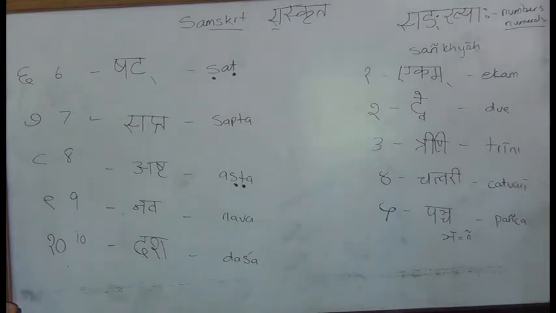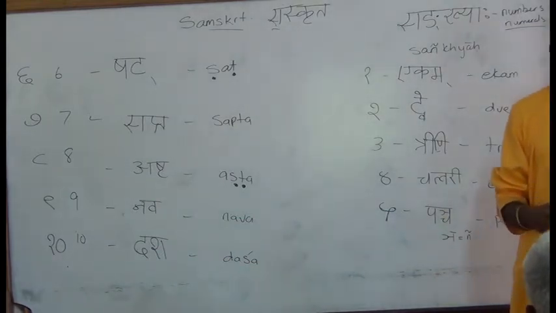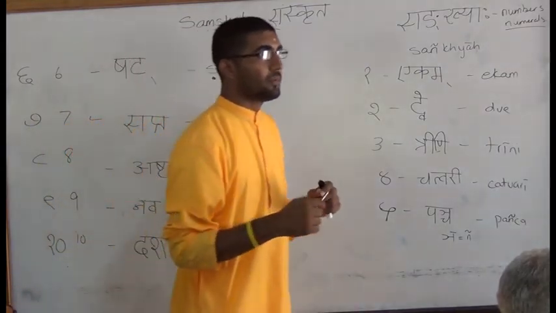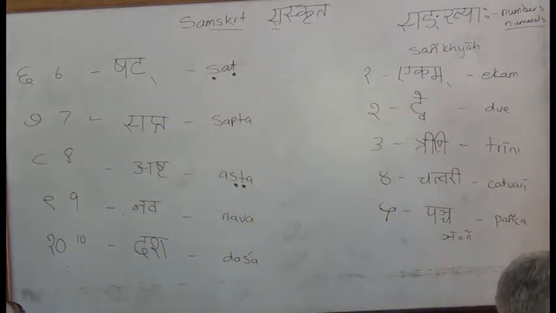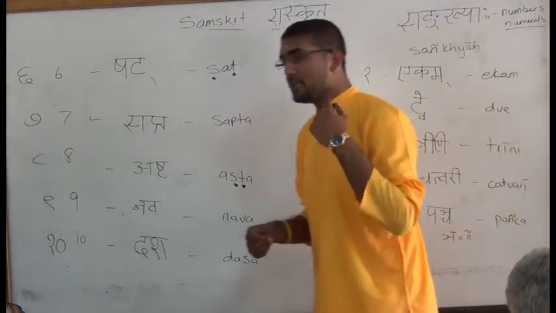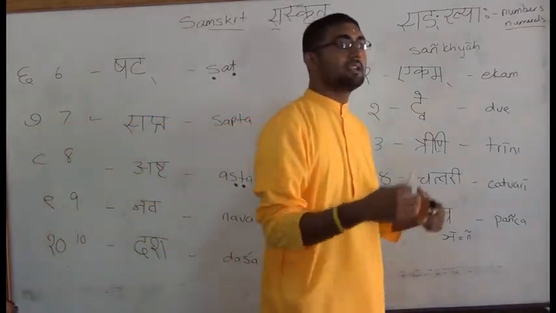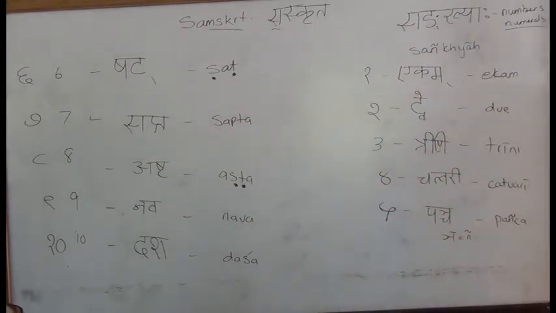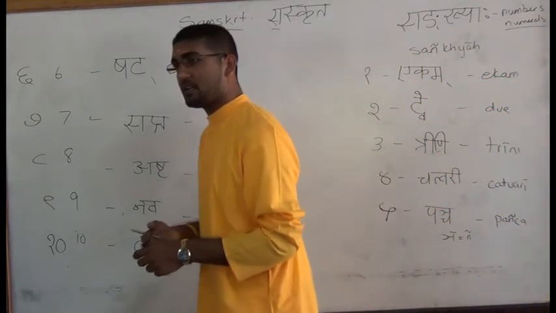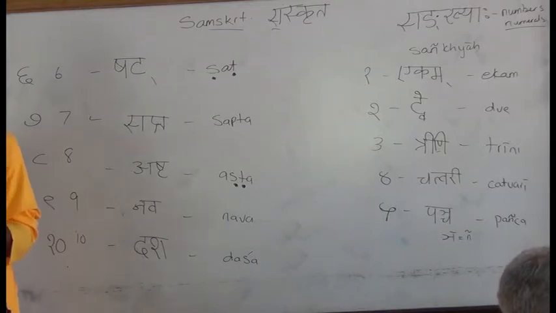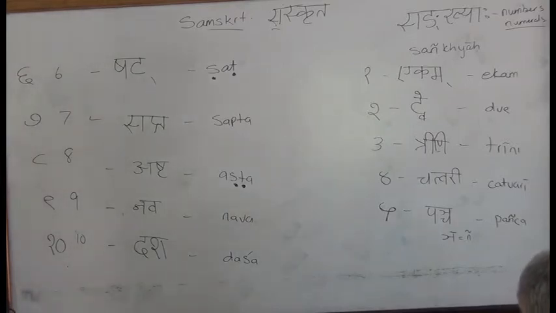Normally in my class, I make them stand up, face the wall and try to say it by themselves. Sankhya is a command. The moment you hear somebody say Sankhya, it means immediately start counting. So when I walk into the class and say Sankhya, they start: Ekam, Dve, Trini, Chatvari, Pancha, Shat, Sapta, Ashta, Nava, Dasha, Ekadasha, Dvadasha, Trayodasha, Chaturdasha, Panchadasha, Shodasha, Saptadasha, Ashtadasha, Navadasha, Vimshati.